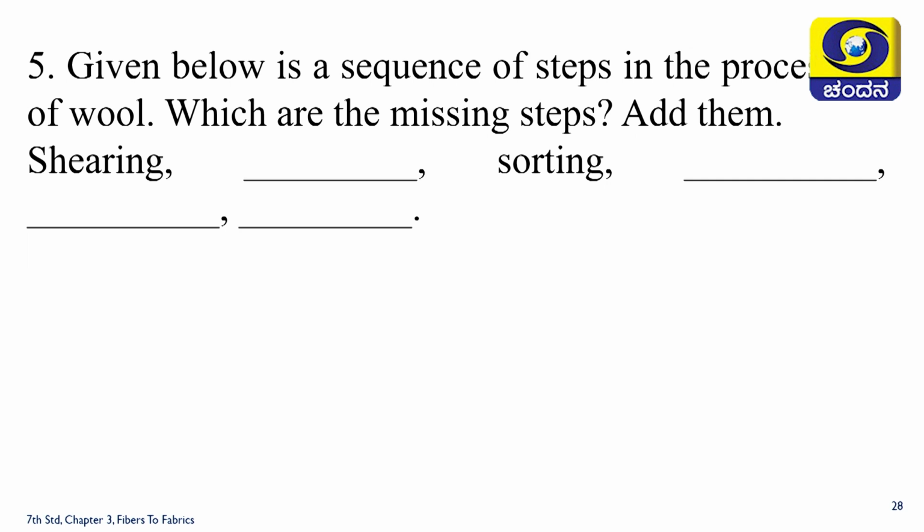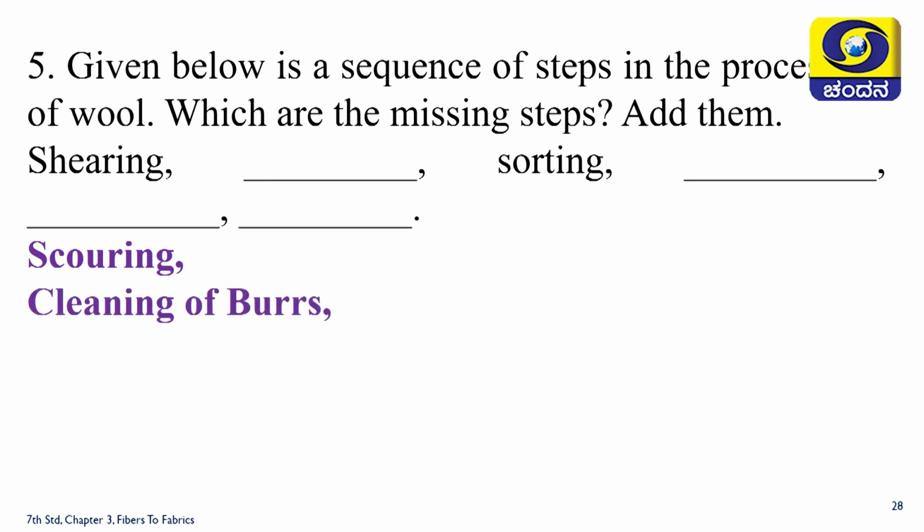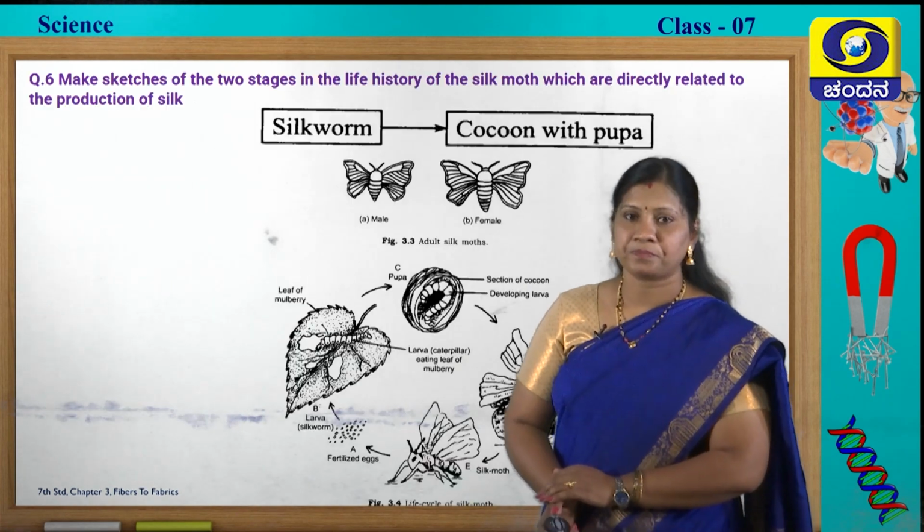Please answer the second one. What is the second one? Scouring. Shearing, after shearing, scouring. After sorting, in that exercise only they have given, the fourth one is cleaning of burrs. Burrs are the circular materials which will come on the sweaters or woolen. They will take out these burrs. That is cleaning of burrs. Rolling, yes, spinning of the extracted wool. Dyeing, coloring the extracted wool.